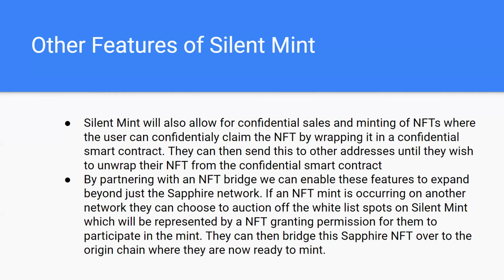Another feature is that if we partner with an NFT bridge, we can enable these features to expand beyond the Sapphire network. If an NFT mint is occurring on another chain, you can choose to auction off the whitelist spots on Silent Mint, which would be represented by an NFT granting permission for them to participate in the mint. They can bridge this Sapphire NFT over to the origin chain, where they would be able to mint.